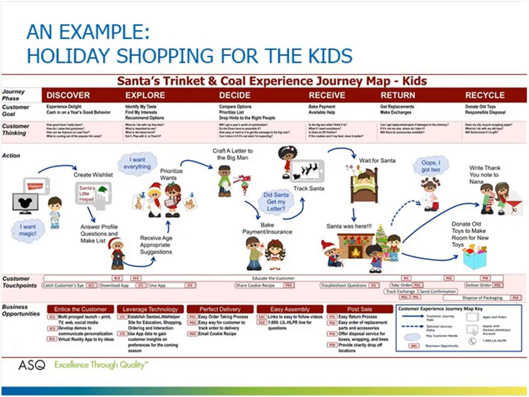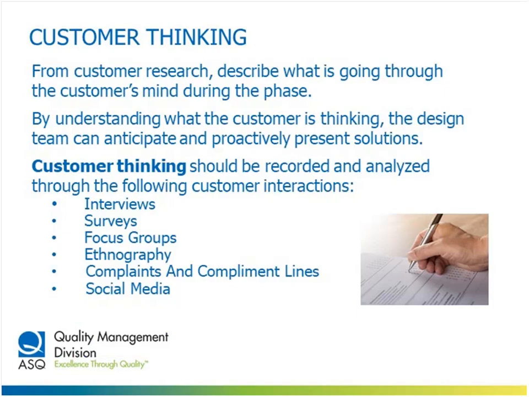So here's our example of shopping for the kids. Discover, explore, decide, receive, return, and just taking that forward. So the next one is the customer thinking. And this is, to me, the hard part. This is where we're really trying to get into the thoughts and minds and hearts of the people that we're trying to attract, or the people that we really want using our product or service.